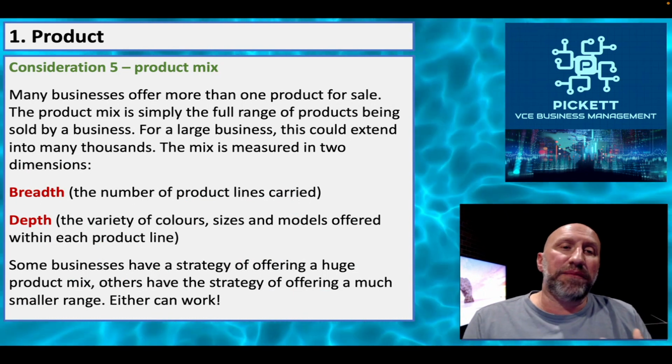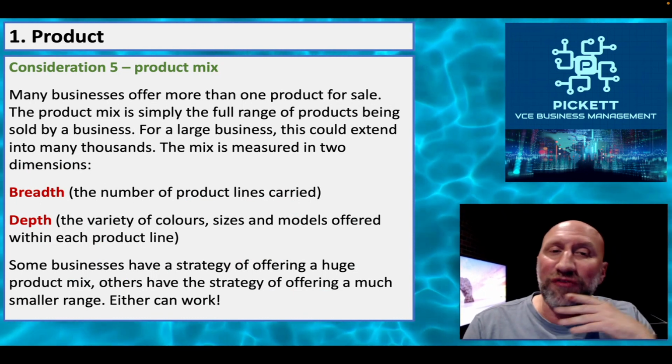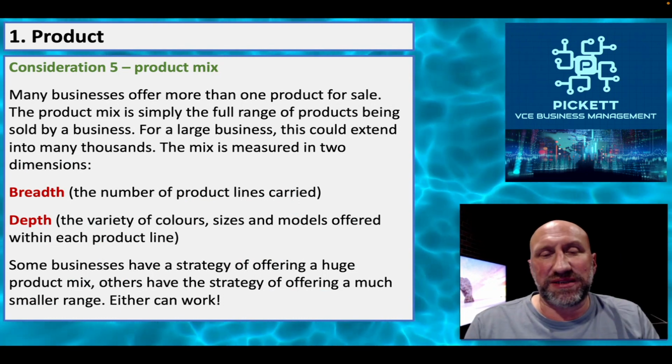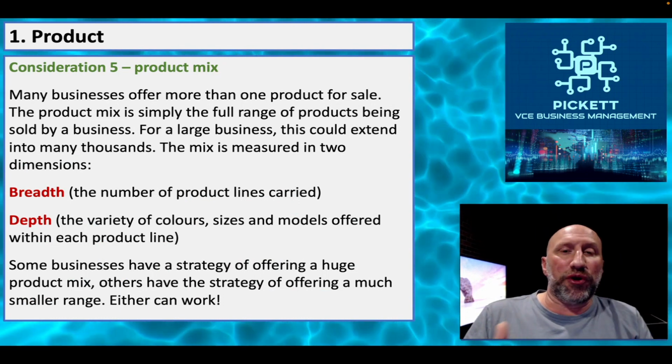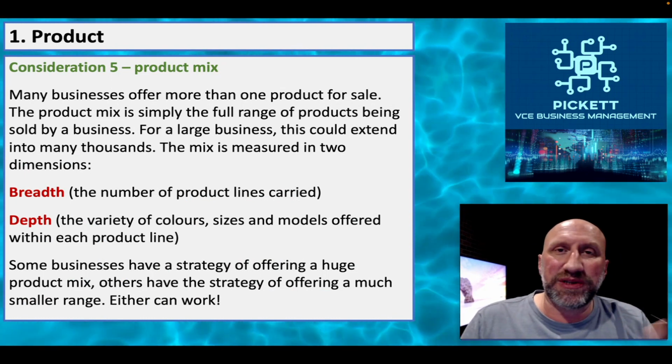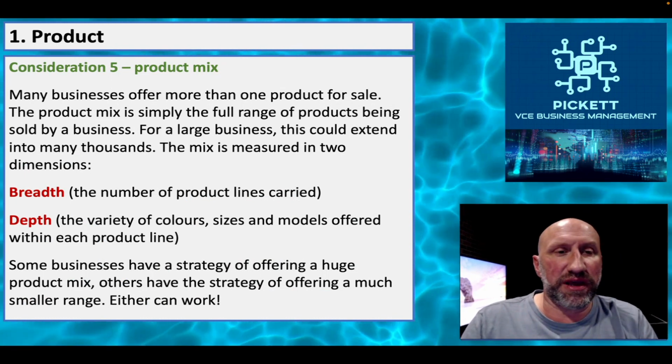Now, the idea here is that many, many businesses offer more than one product for sale, clearly. Product mix is simply the full range of products that is offered by a particular business, and for some large businesses, this can be in the thousands.